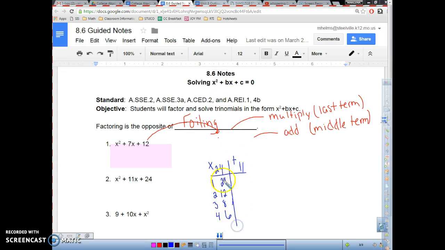So now I add them. 1 plus 24 is 25. 12 and 2 is 14. 3 and 8 is 11. 4 and 6 is 10. So the only one that matches, that will multiply to give you 24 and add to give you 11, is 3 and 8. So you make your parentheses. Your x is going first. So then it's plus 3 and plus 8.